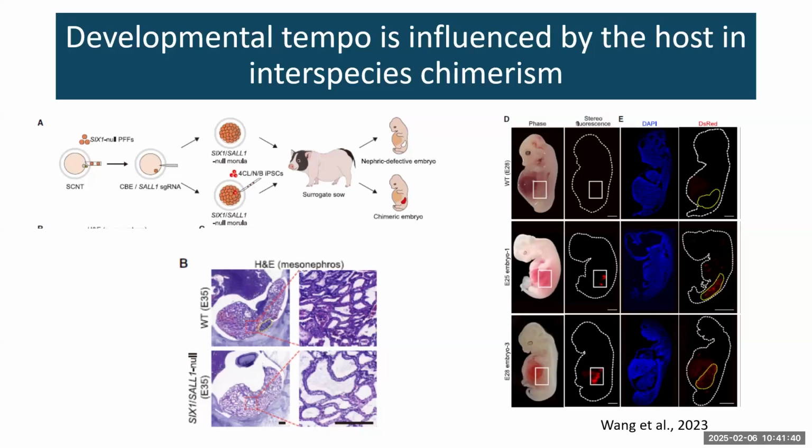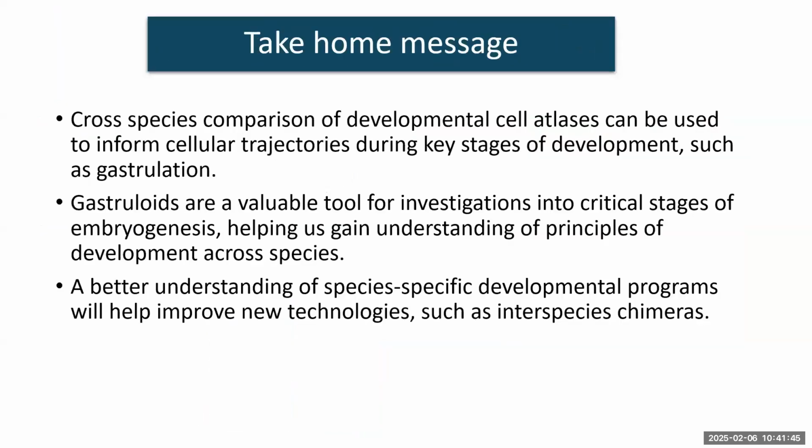We think there are a lot of interesting questions that can be addressed with this system. And basically, it's late, so I'm going to finish by saying that we believe that cross-species comparison of atlases across different species can be quite informative to inform cellular trajectories. Gastruloids are incredibly valuable models for investigating this critical stage of development and for understanding some principles that apply across species. This will help us develop more interesting strategies, for example these chimeras, and hopefully the generation of organs for disease.